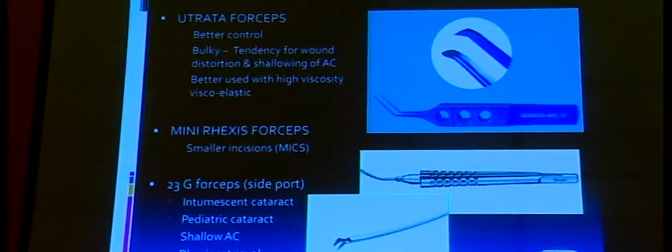The instruments: one is a cystitome, which is just bending a 26 gauge needle. A 70-degree bend gives a good grip and visualization for doing the capsulotomy. The Utrata forceps, like sir already mentioned, helped in attaining better control. However, it was a little bulky. It tended to shallow the AC, and you would require a high viscosity viscoelastic while using it. Newer modifications include the 23 gauge forceps, which can be used from the side port in cases of intumescent cataracts, pediatric cataracts, where the capsule is quite elastic, shallow AC, and when you have to do a Rexis retrieval.